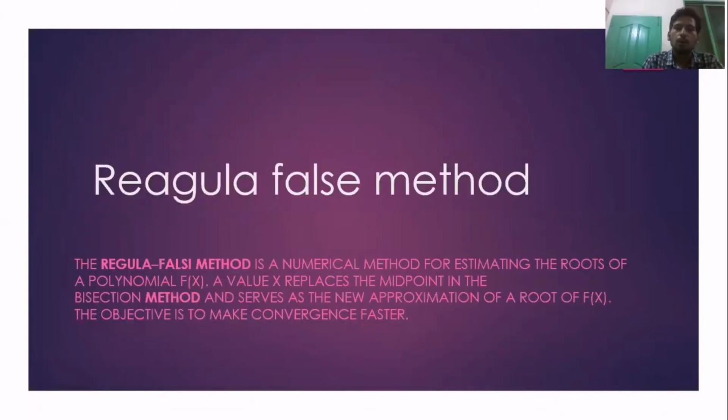Now, what is the Regula Falsi or false position theorem? The Regula Falsi or false position theorem is a numerical method for estimating the roots of a polynomial f of x. A value x replaces the midpoint in the bisection method and serves as the new approximation of a root of f of x. The objective is to make convergence faster than the bisection method.